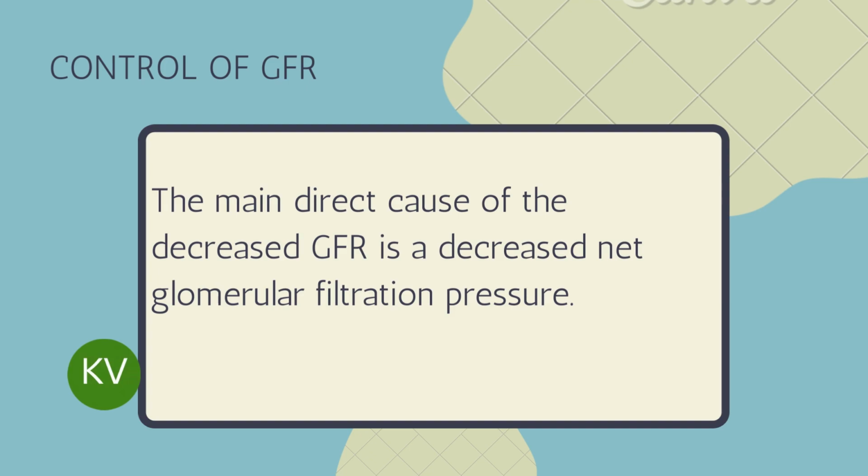Control of GFR. The main direct cause of the decreased GFR is a decreased net glomerular filtration pressure. This occurs both as a consequence of a decreased arterial pressure in the kidneys and, more importantly, as a result of reflexes acting on the renal arterioles. Conversely, an increase in GFR is usually elicited by neural and endocrine inputs when an increased total body sodium level increases plasma volume. This increased GFR contributes to the increased renal sodium loss that returns extracellular volume to normal.